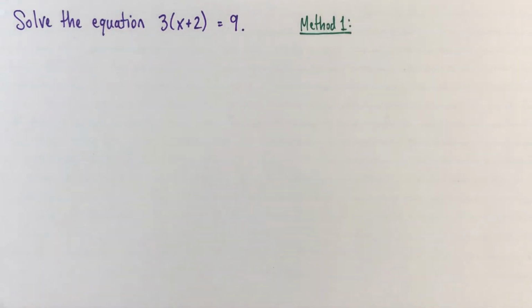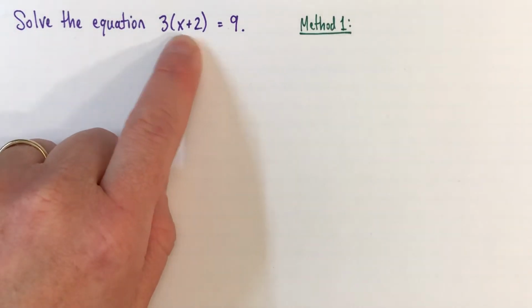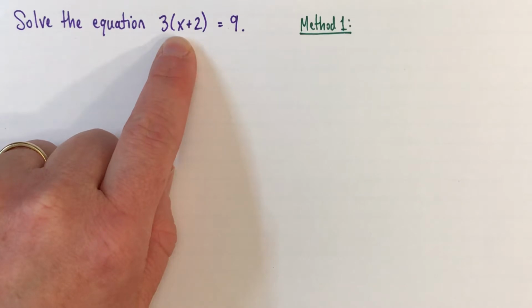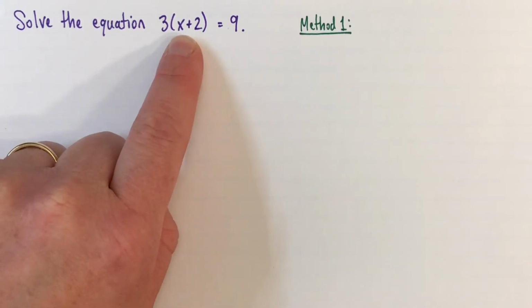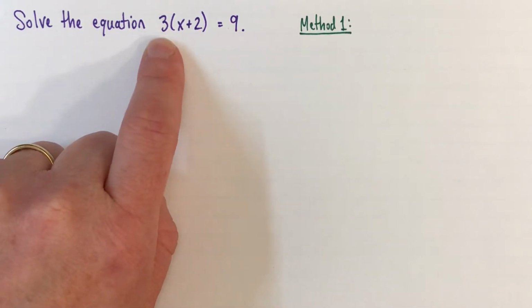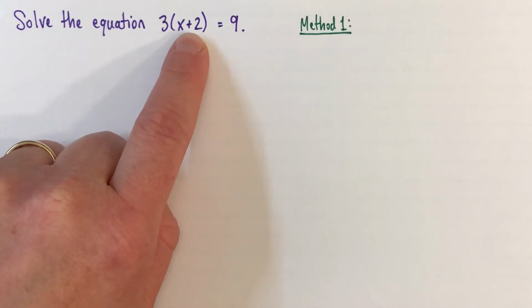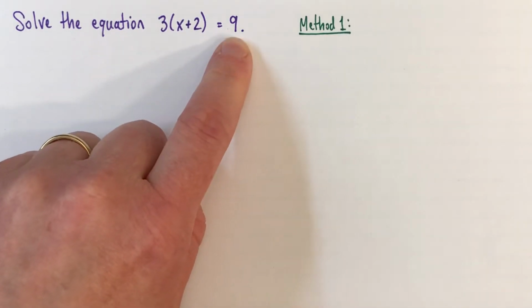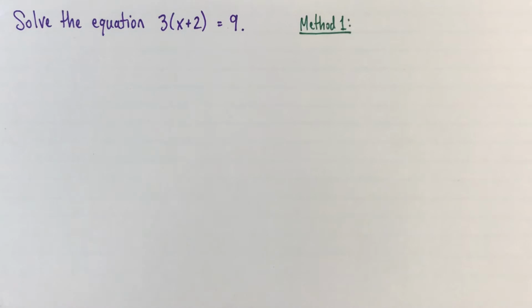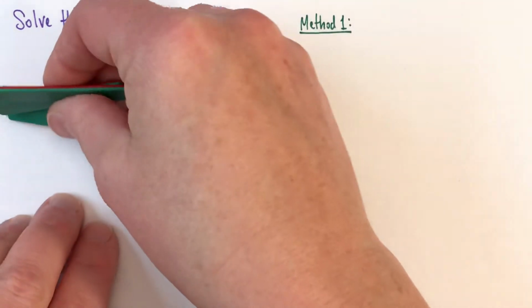Hi, in this video we're going to solve an equation where we have to think about the distributive property on the left hand side. So we're going to find the value of x that makes 3 times x plus 2 equal to 9. I'm going to show you two different ways of doing this. And to solve this you really need to be thinking about what this 3 times x plus 2 means.